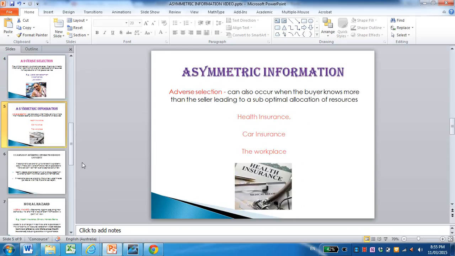Adverse selection can also occur when the buyer knows more than the seller. So, for example, with health insurance or car insurance, this may lead to more sick people taking out health insurance or more risky drivers taking out car insurance. And this can also lead to inefficient allocation of resources as well, and we'll explain how that can occur in the following slides. Adverse selection may also occur in the workplace. If businesses don't take background checks and find out about employees, they may end up hiring people that aren't up to scratch.